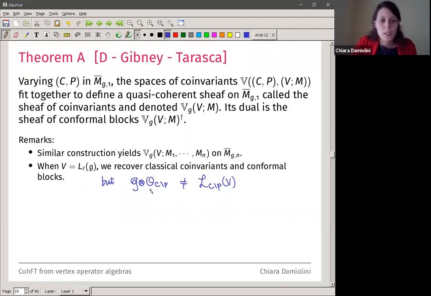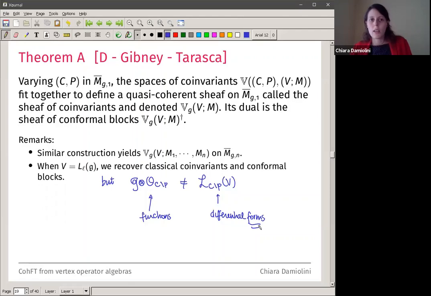But if you want, here there are some differential forms appearing. Well, here you only have functions. So in this case it works, but in general you really need to use differential forms of some types. And there are other Lie algebras that have been used to construct coinvariants.